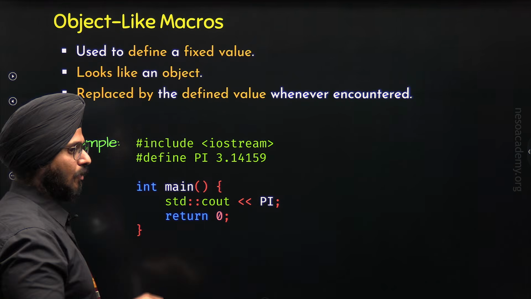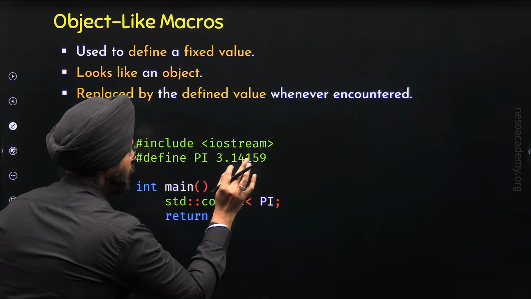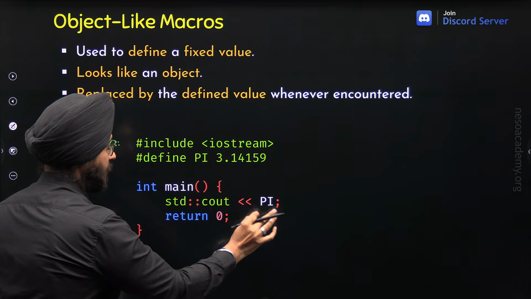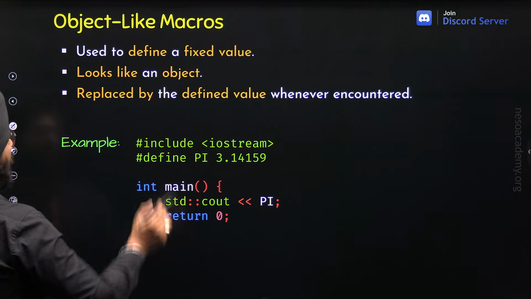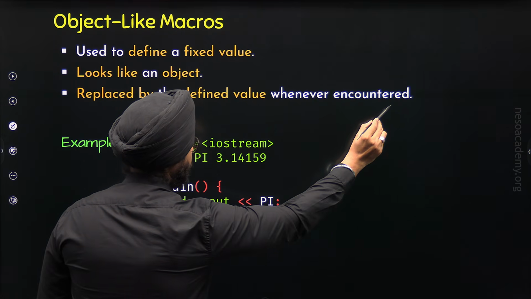We know that the preprocessor has to handle the macro. The compiler has to do nothing with this PI. This PI will be replaced by its defined value. This is what I have written here. It is replaced by the defined value whenever encountered.